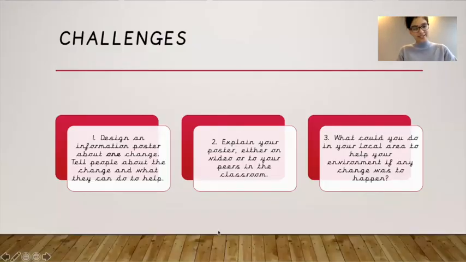Your 3 challenges then are as follows. Challenge number 1. You're going to design an information poster about one change. You're going to tell people about the change and what they can do to help. Number 2, you're going to explain your poster, either on video or to your peers in the classroom. And then challenge number 3, what could you do in your local area to help your environment if any change was to happen?